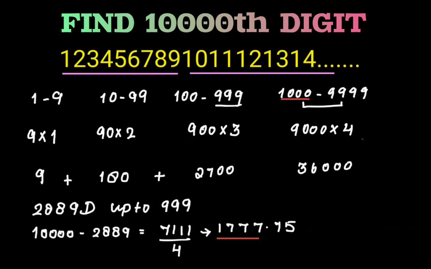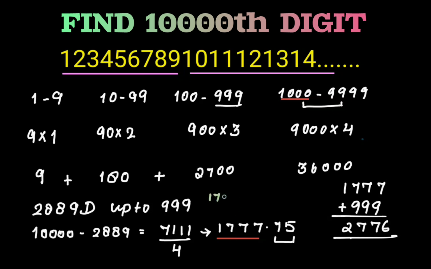Starting from 1000, the 1777th number will be, so add 1777 and 999. You get 2776. But don't stop here, because we have earlier neglected this 0.75. Now tell me, for 1777 4 digit numbers, how many digits will be used? This will be 1777 into 4, 7108.